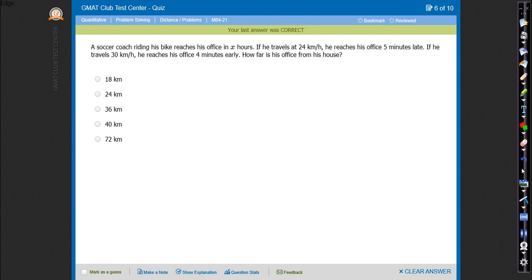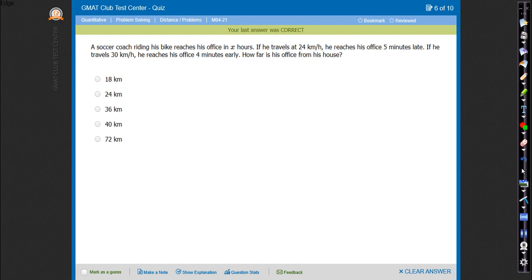This question reads: a soccer coach riding his bike reaches his office in X hours. If he travels at 24 kilometers per hour, he reaches his office 5 minutes late. If he travels at 30 kilometers per hour, he reaches his office 4 minutes early. How far is his office from his house?